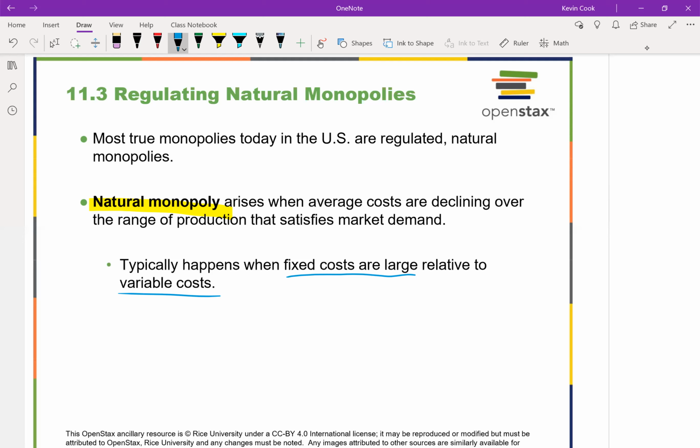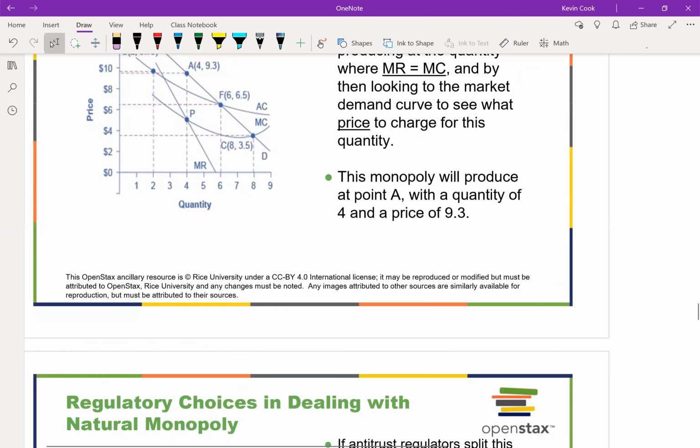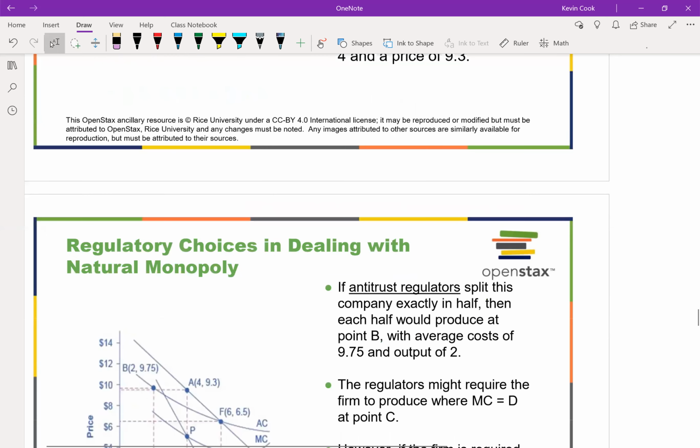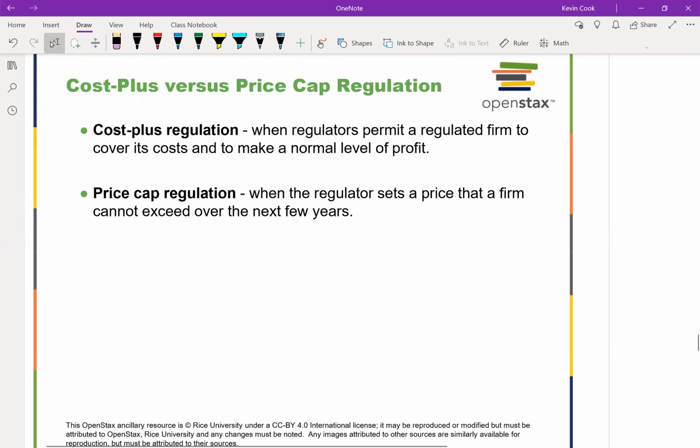So what we want to do is find a way to make it where these natural monopolies can exist, but they are not going to take advantage, or overly take advantage, of the consumers. To do this, we're going to look at two types of regulations, look at the advantages and disadvantages of each, figure out what happens if we put them together, and then deregulation.